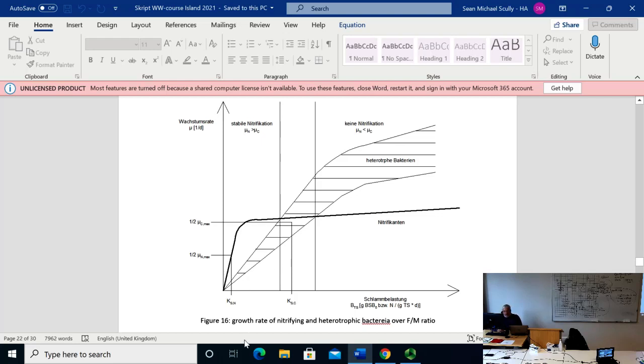You can play that through yourself: if you start with 10 nitrifiers and 10 heterotrophs, and the growth rate of one is more than the other, then you're going to find out that when they double, if you start with 10 and 10, and both have the same growth rate, then after one doubling time you have 20 and 20, and you take out half of them.